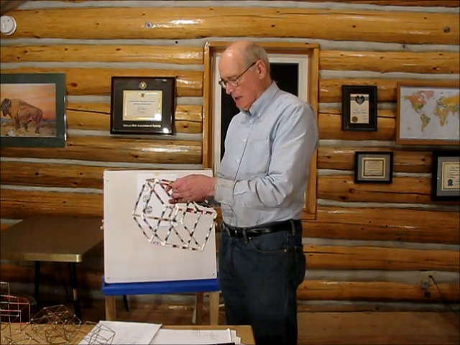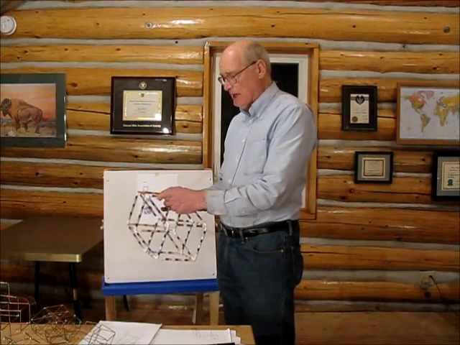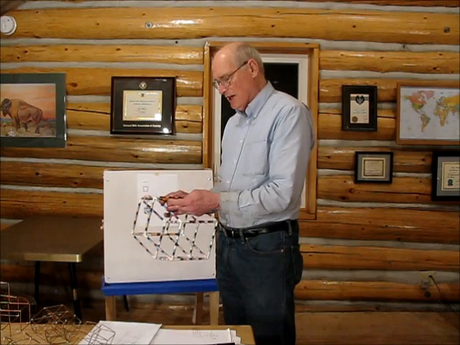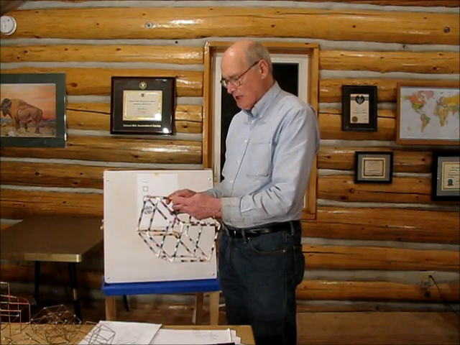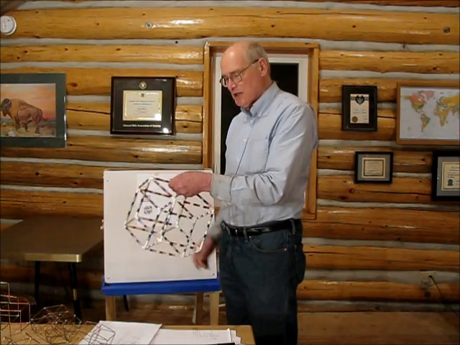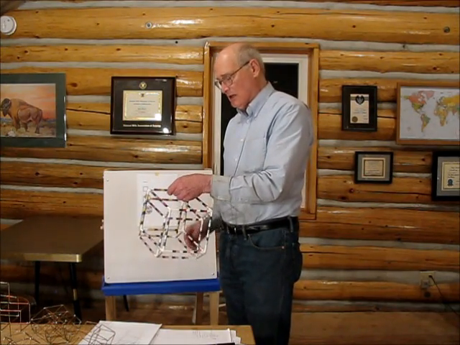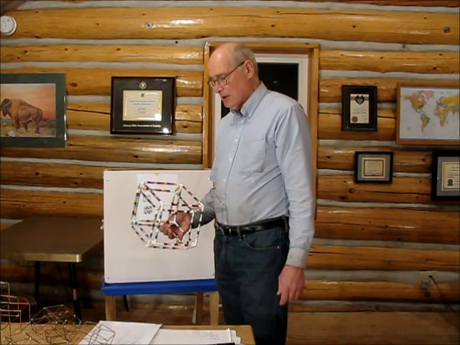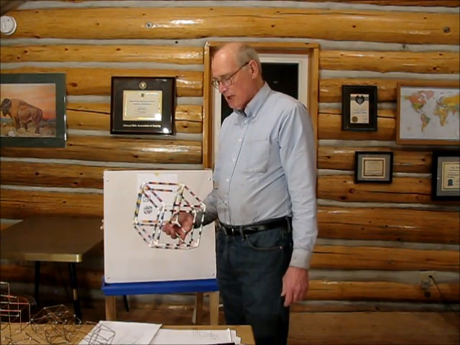So I've painted each edge with 3 different colors. So this edge right here, I have dark blue, red, and yellow. So this edge participates in a dark blue cube, a red cube, and a yellow cube.